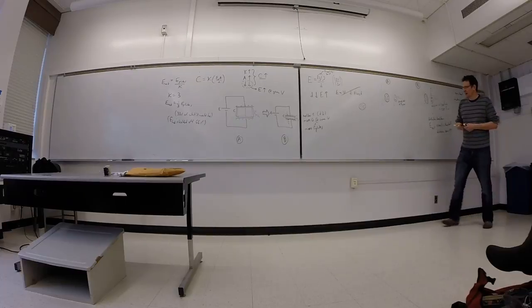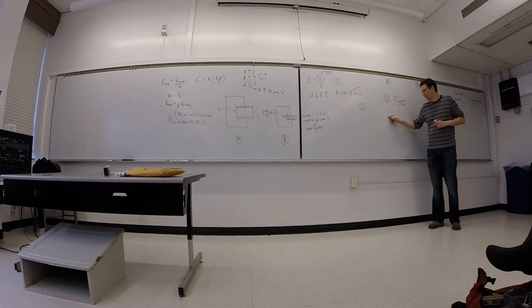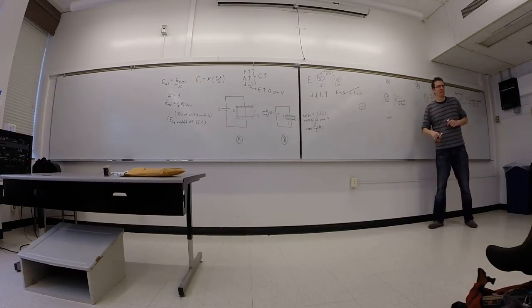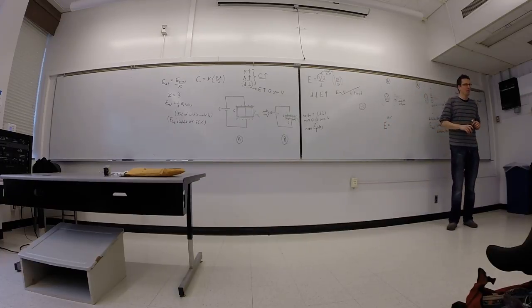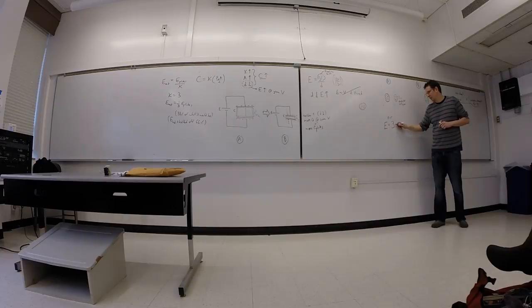So an example would be air. Air has a dielectric strength, and this is a value that you will need in several of your homework problems, is 3 times 10 to the 6th volts per meter.